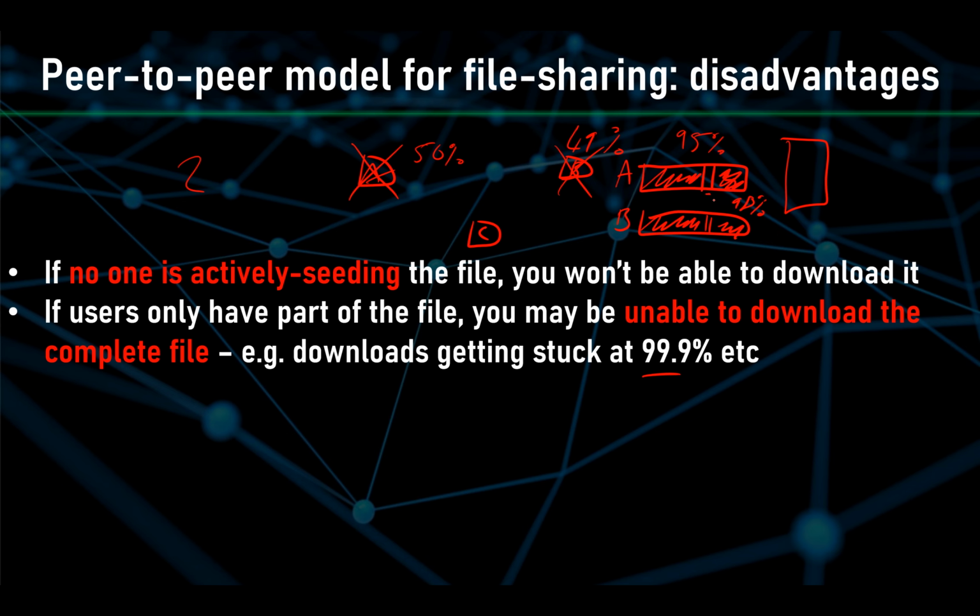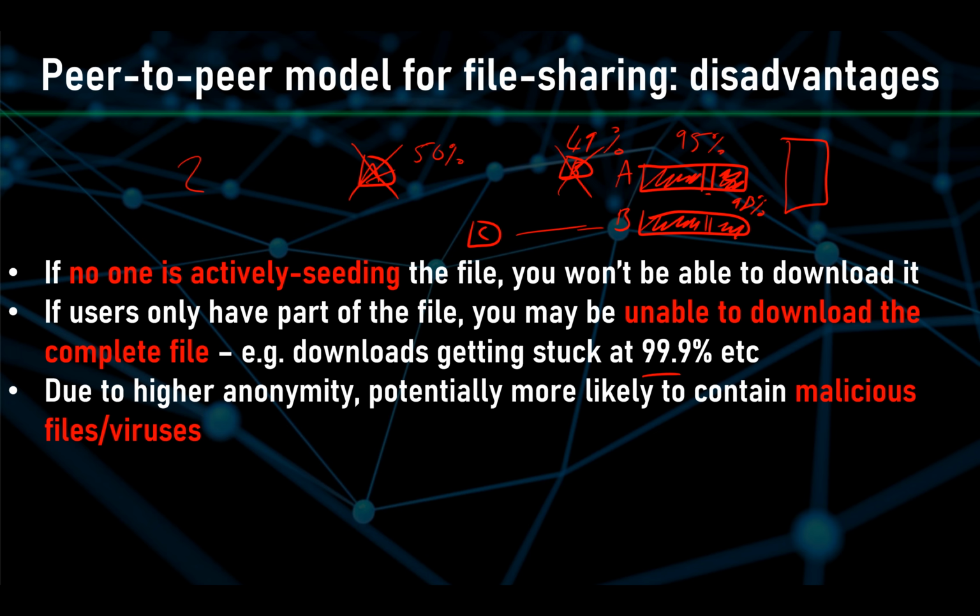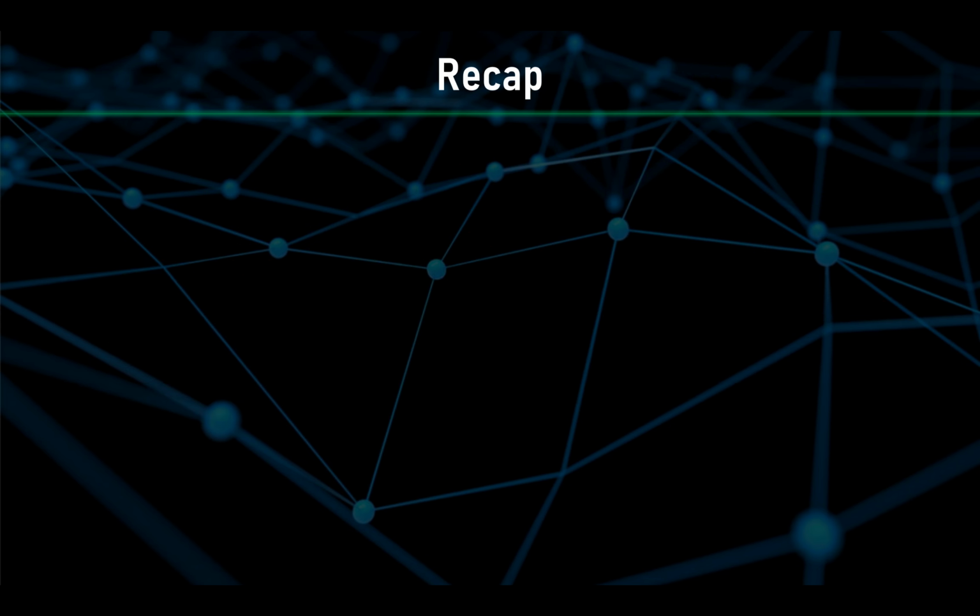since they don't have the exact same chunks, peer C is also not going to be able to download the complete file, since no one in the network actually has that part of the file. It's kind of a double-edged sword. An advantage is that it's more anonymous, but because it's more anonymous, there are also potentially more malicious files, more viruses, since people feel they're less likely to get tracked by the police.